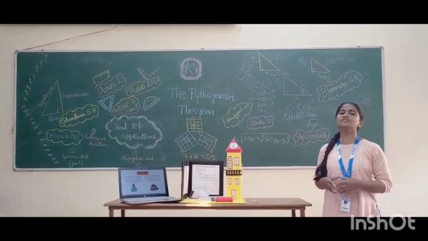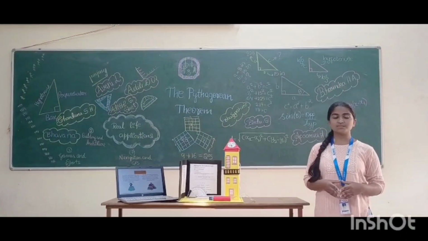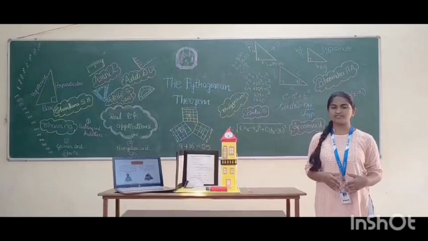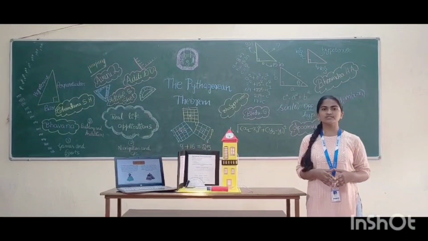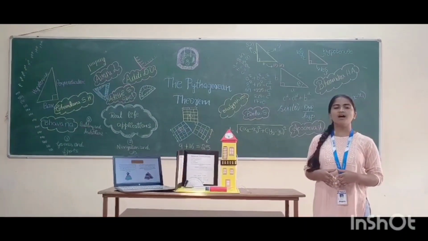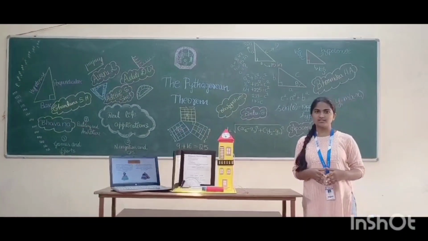Before him, the Babylonians also gave the relationship between the sides of the right angle triangle. And also ancient Indian mathematicians gave it in the Sulba Sutras around 500 BCE.